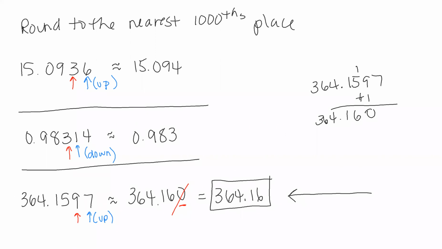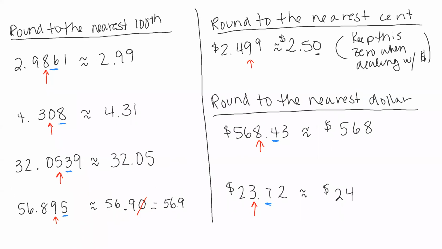The only exception to that would be if you had money. So like right here, we rounded to the nearest cent. So it really ended up rounding to 2.5, but because we were dealing with money, we wanted to write it as $2.50. So that 0 is okay, you keep it.